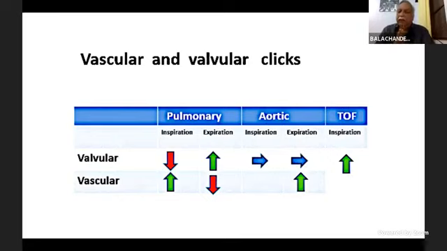The valvular click of pulmonary decreases on inspiration, just with the mechanisms I just explained, and increases on expiration. A vascular click from pulmonary will increase on inspiration, but decrease on expiration. The aortic valvular click, which is heard in bicuspid aortic valve, will show no change with inspiration or expiration. And of course, an aortic vascular click can be heard better in expiration. In tetralogy of Fallot, strictly speaking, you can have inspiratory increase of the valvular click.